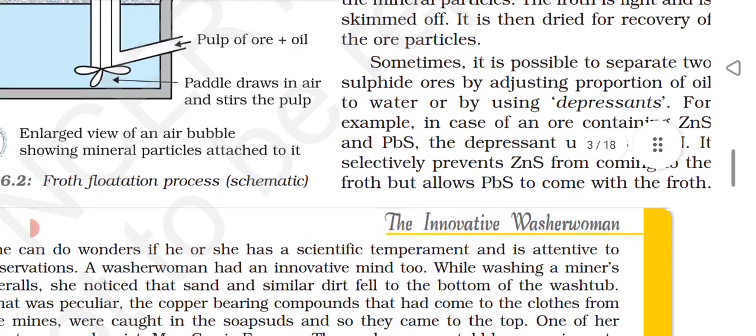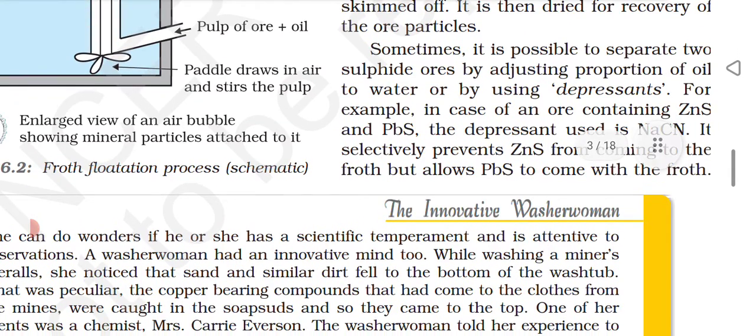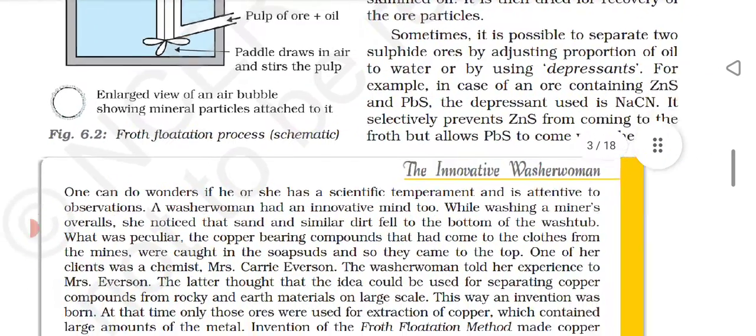Sometimes it is possible to separate two sulfide ores by adjusting the proportion of oil to water or by using depressants. This is again one important question. For example, in case of an ore containing ZnS and PbS, the depressant used is sodium cyanide. Again a question: it selectively prevents ZnS from coming to the froth but allows PbS to come to the froth. Okay, now only PbS will be coming into the froth, not ZnS. This job is done by sodium cyanide, which is known as a depressant.